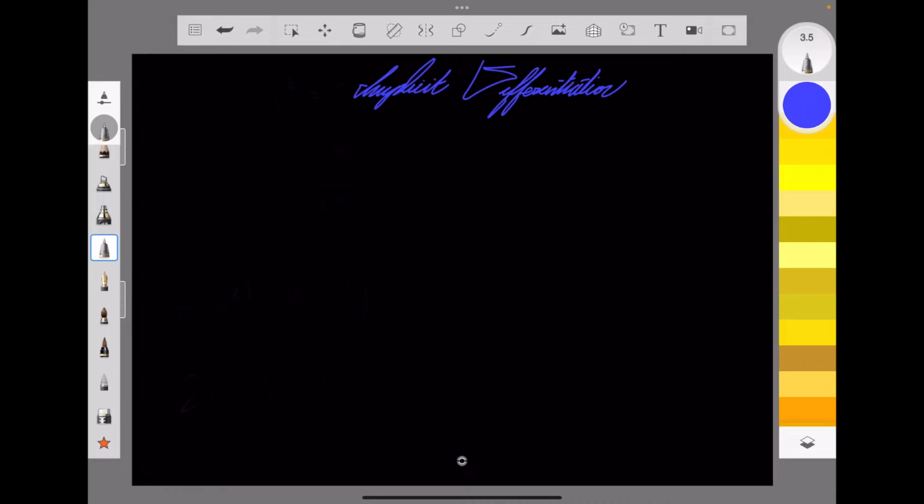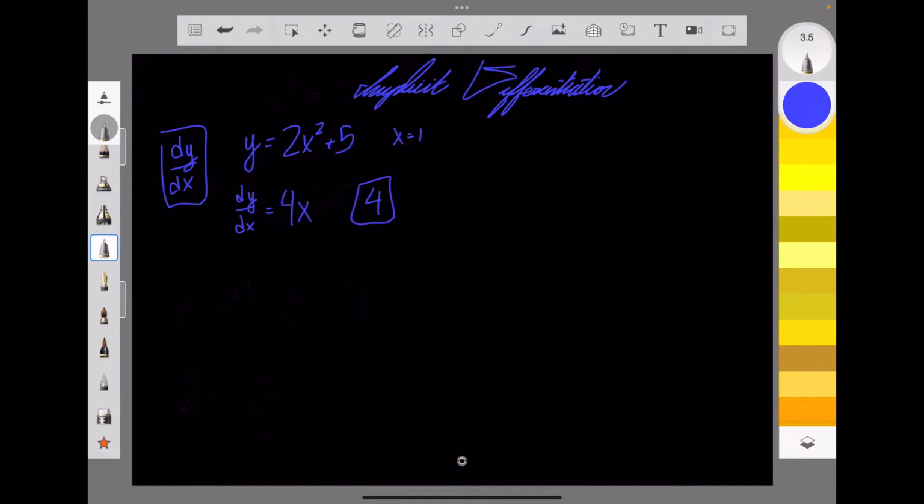Now, what's the whole point of implicit differentiation? Well, time and time again in calculus, we're asked to find dy dx, right? We're asked to find the slope. For example, a lot of the times we're given something like this, and then they want us to find the slope of this function when x is equal to 1. And we did that by taking the derivative of both sides, and that gives us dy dx equals 4x, and we plug in x equals 1, and then we find out that the derivative, or the slope, at x equals 1 for this original function is 4.